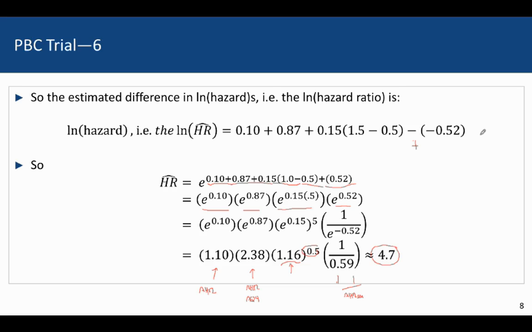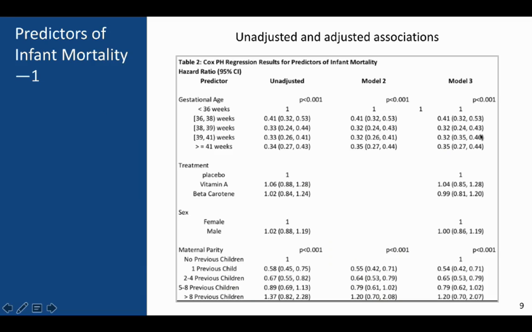So you can do this piecewise by multiplying the appropriate portions on the hazard ratio scale, if you wish, instead of taking it back to the log scale, doing the math, and then re-exponentiating. So let's look at that approach for predictors of infant mortality.